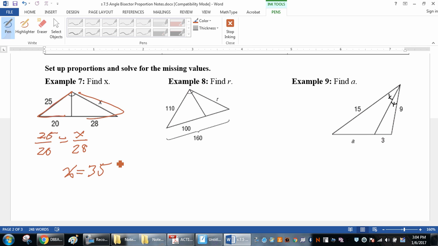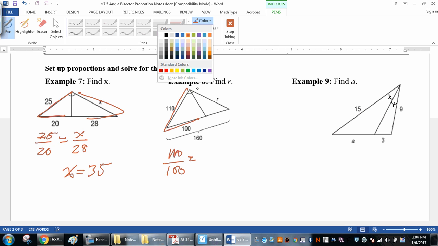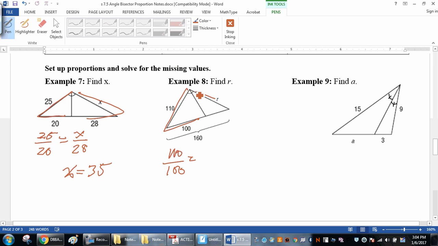Now we're getting a little trickier. Here we have side and piece, 110 over 100 equals the side. Let me try to get another color for you here.